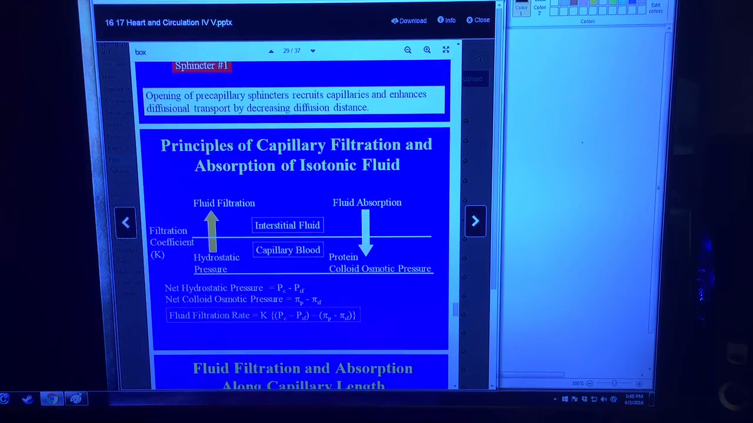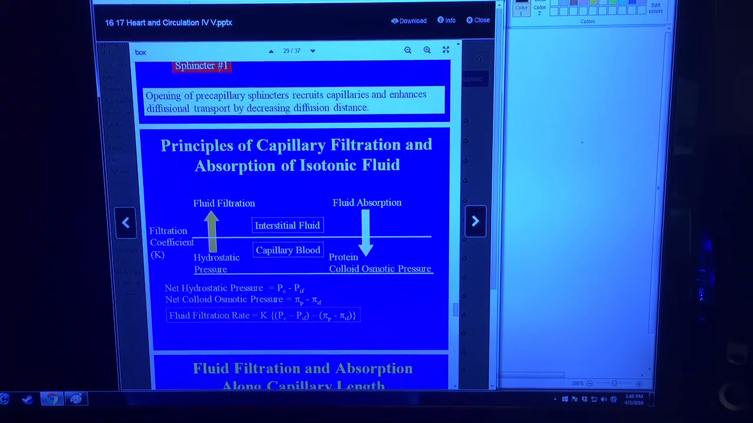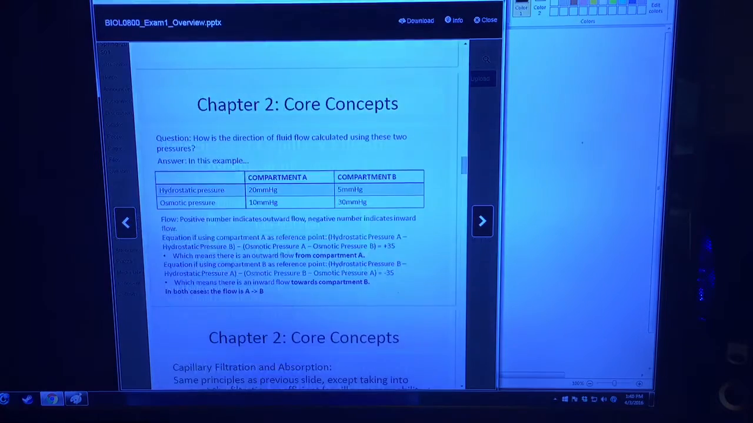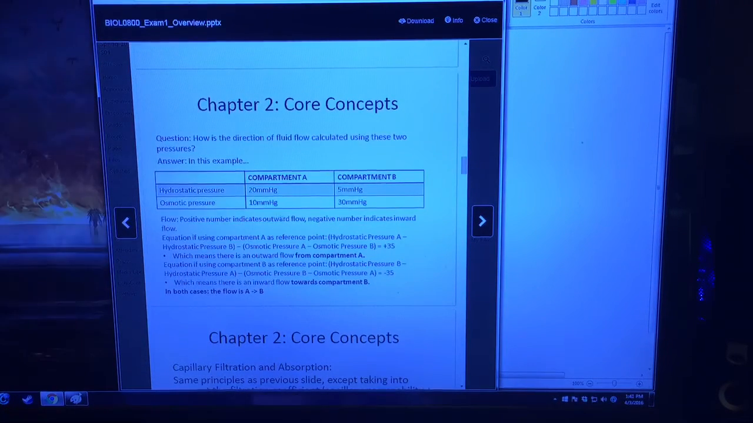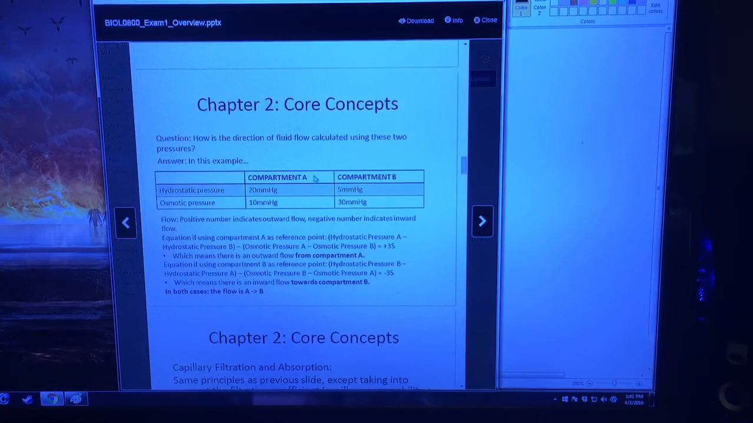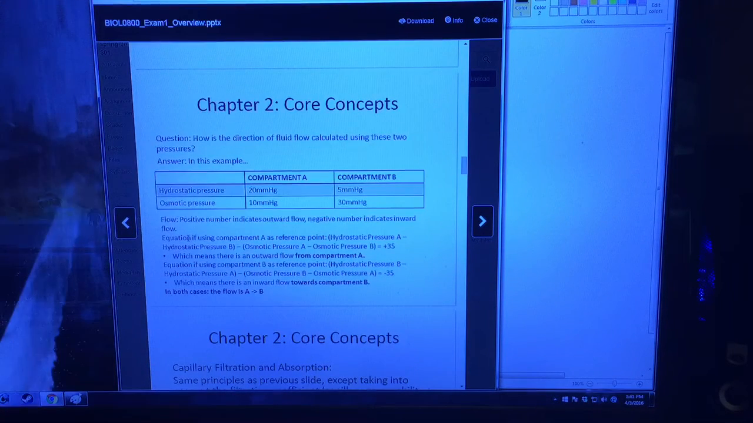Hey, someone asked me to go over the capillary filtration and absorption from Heart and Circulation 4 and 5. So I'll ask you to go back to chapter 2, and I'll quickly remind you of this core concept, where there are two compartments, A and B. You're given the hydrostatic pressures of both and the osmotic pressures of both, and you just plug them into the equation to determine the flow direction.